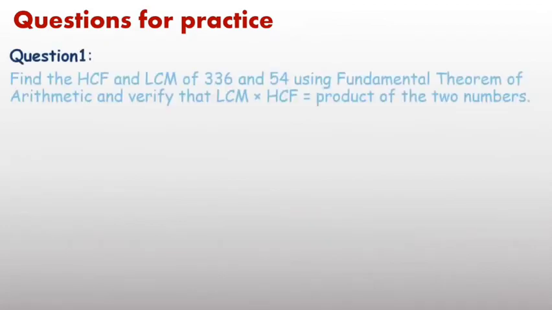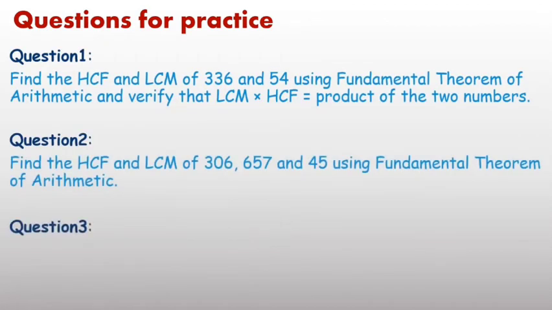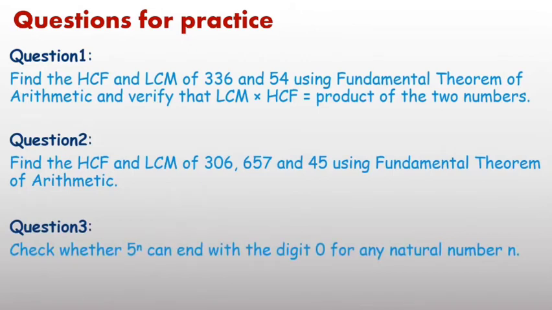Some questions for practice. These three questions you have to solve and give the answer in the group. First question, find the HCF and LCM of the given numbers and verify the result. Second question, find the HCF and LCM of the given numbers 306, 657 and 45 using the fundamental theorem of arithmetic. And third question, check whether 5 power n ends with digit 0 or not for any value of n.